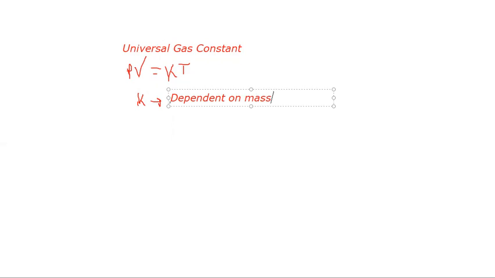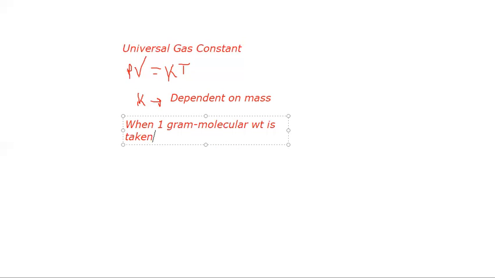Now, when 1 gram molecular weight of a gas is taken, 1 gram molecule is taken, then K becomes R. We replace K with R, and this R is known as the universal gas constant.